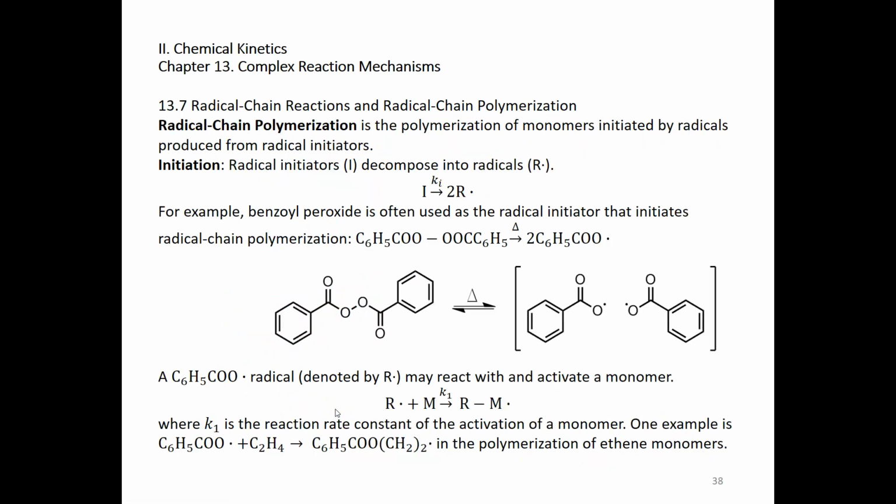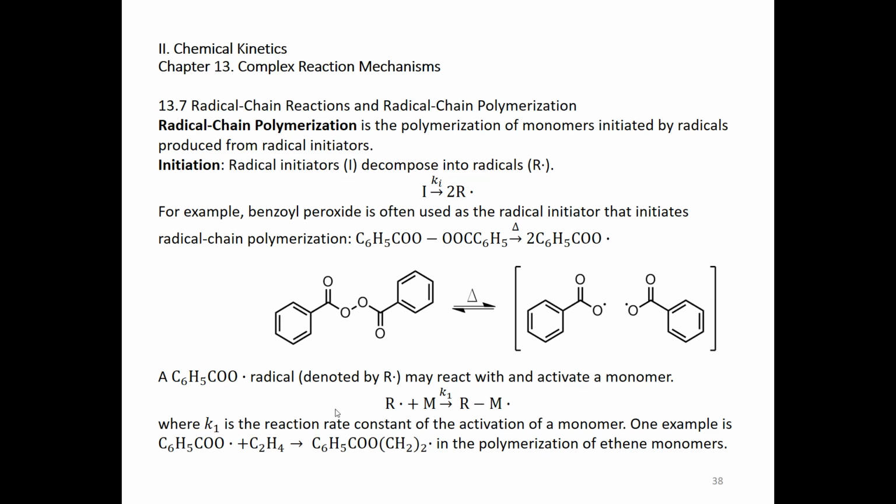Now let's look at radical chain polymerization. It's the polymerization of monomers initiated by radicals. How do we make radicals in the first place? We need radical initiators in this kind of polymerization reaction.